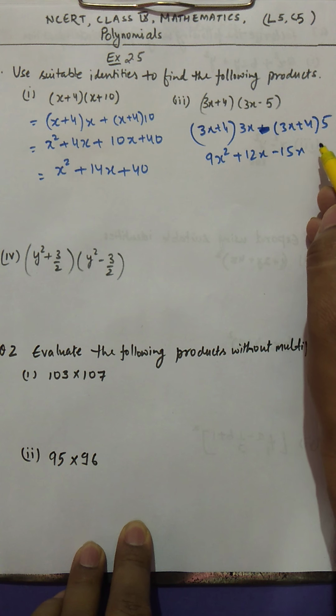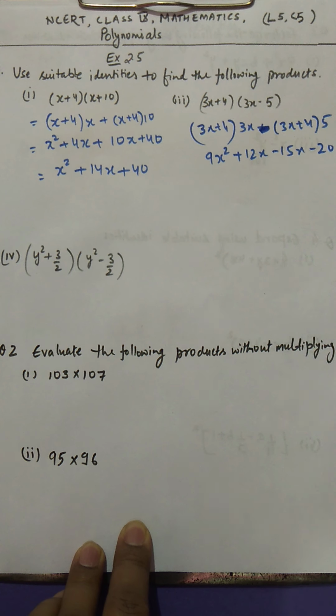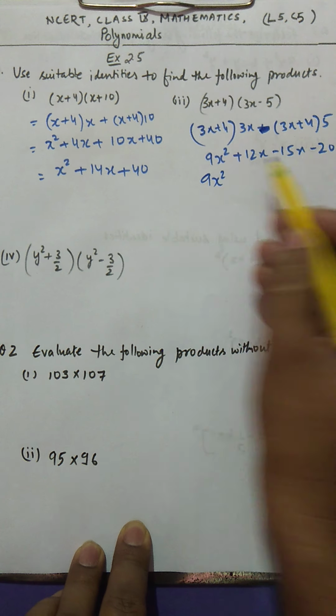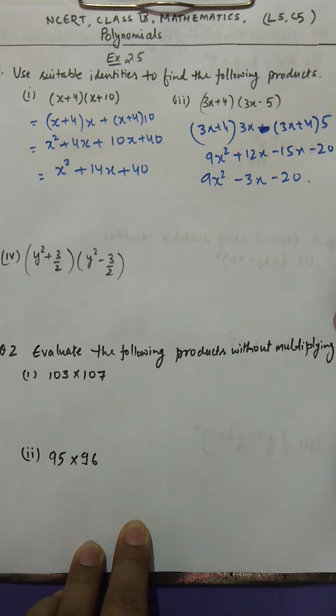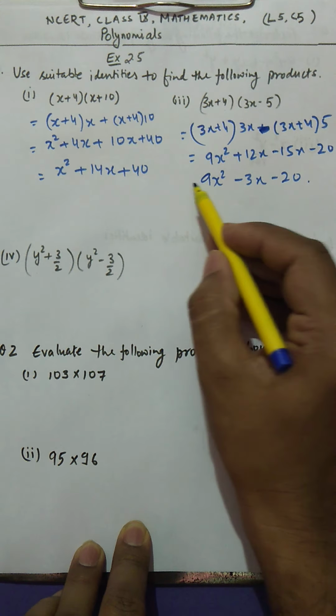and this will be minus 20. So this will become 9x square, and this will become your minus 3x, and this is minus 20. So this way you can answer that part also.